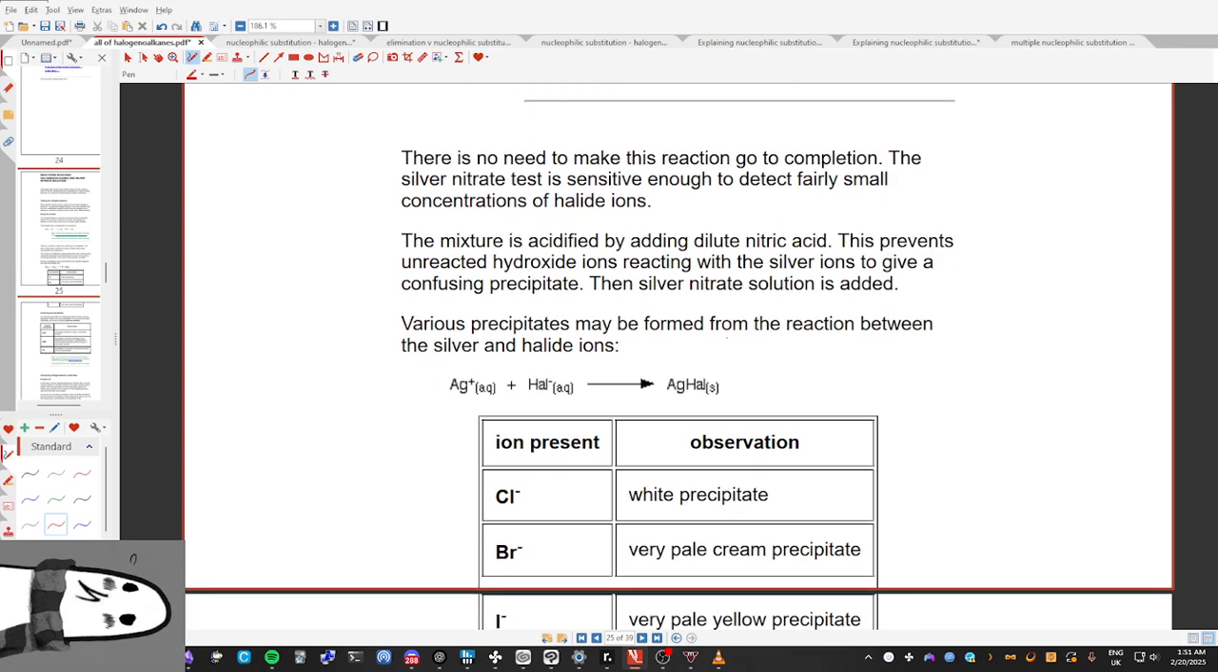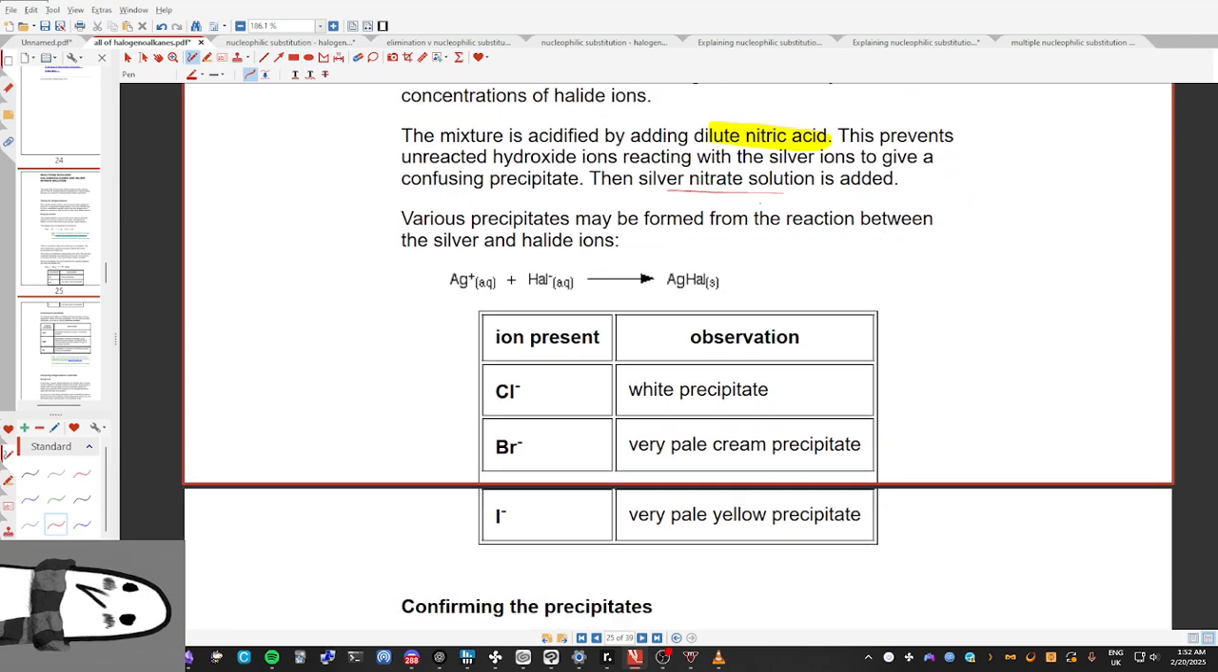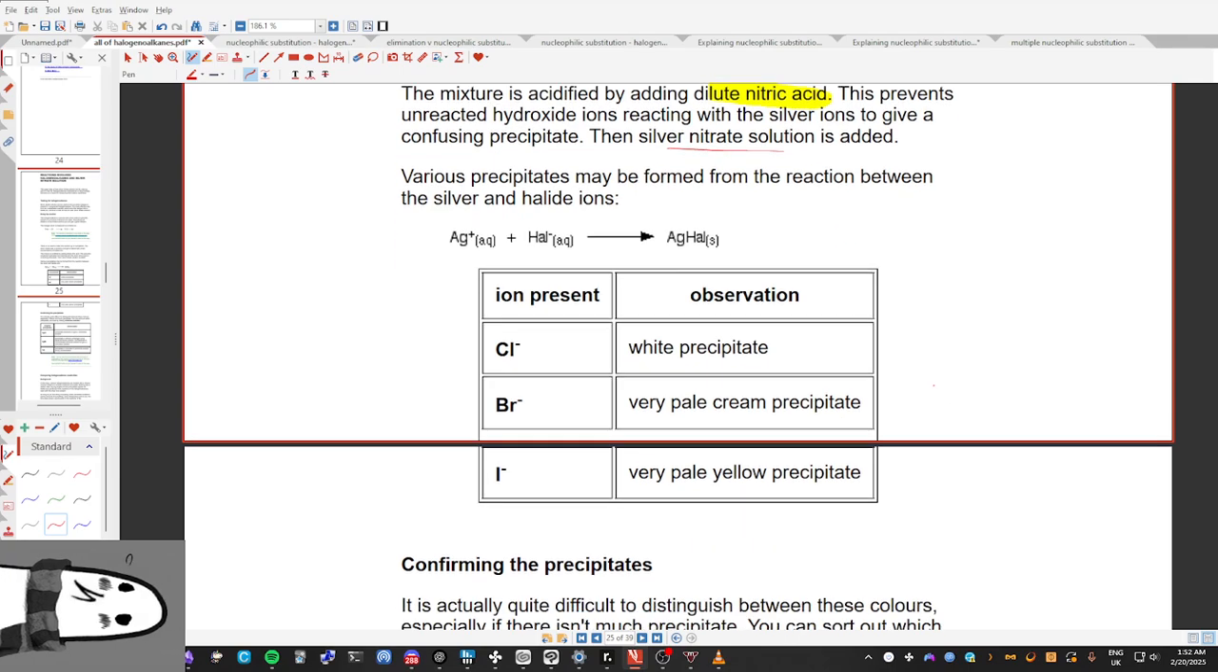So the mixture is then acidified by adding dilute nitric acid. That's the first step in reality. And this prevents unreacted hydroxide ions from reacting with silver ions to give a confusing precipitate. Then silver nitrate is added. Various precipitates may be formed.